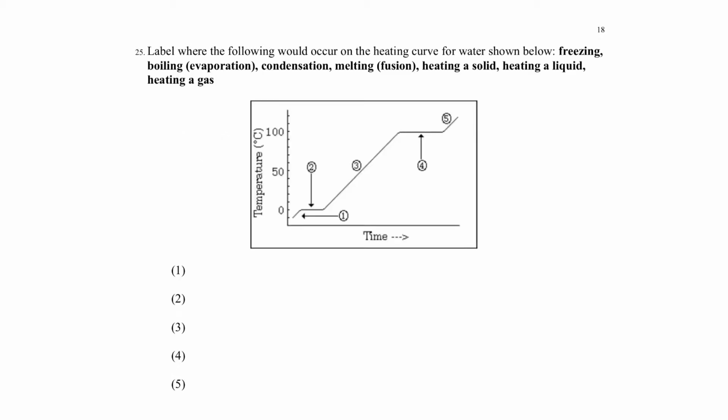So think about it as a liquid evaporates, you're increasing the vapor pressure because more and more gas will then be above the liquid. Okay? So our last question of Unit 12 was looking at a heating curve, and it asked you to label where the following phase changes would happen: freezing, boiling, also known as evaporation or vaporization, condensation, melting, which is also known as fusion, and where you would be heating just a solid, heating up a liquid, and heating up a gas.